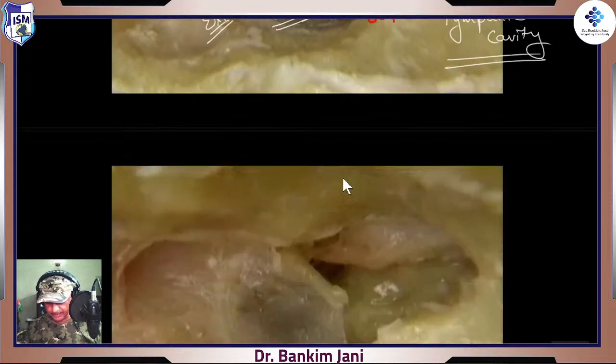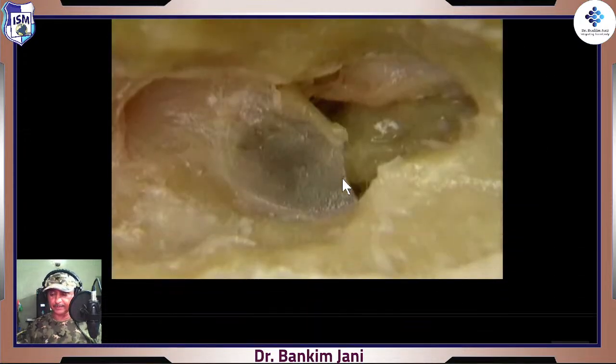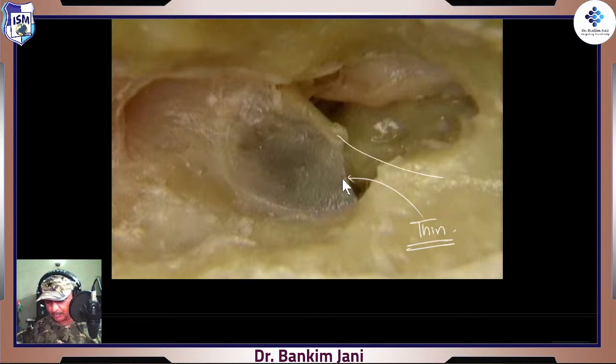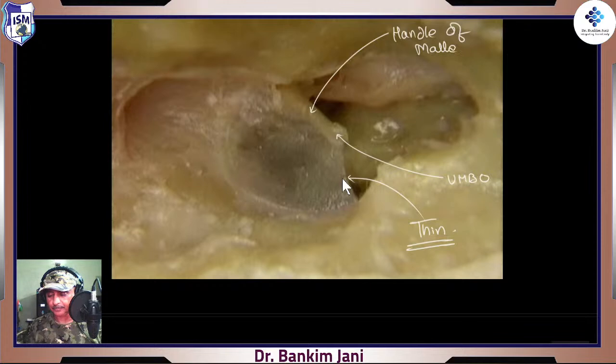When we cut it and we see, this is really thin. So thin. That's why it can really vibrate very nicely. And this is the umbo, and this one is the handle of malleus, and inside is our entire cavity.